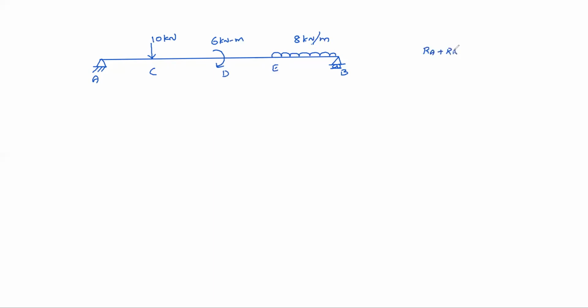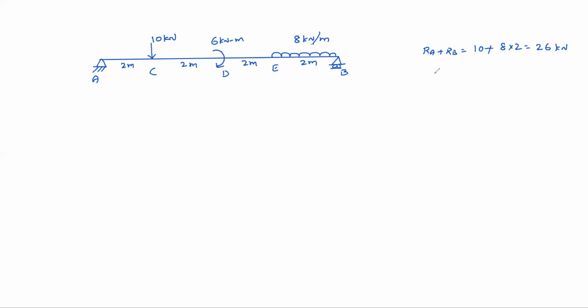RA plus RB equal to 10 plus, okay, distances 2 meter, 2 meter, 2 meter, 2 meter. 10 plus downward force. What else? 8 into 2. So 26 kilonewtons. So moment you should not consider as a load, okay? Upward force is RA plus RB. Downward force is only 10 and 8 into 2. That's all. Couple should not be counted as a force, okay? Clear?